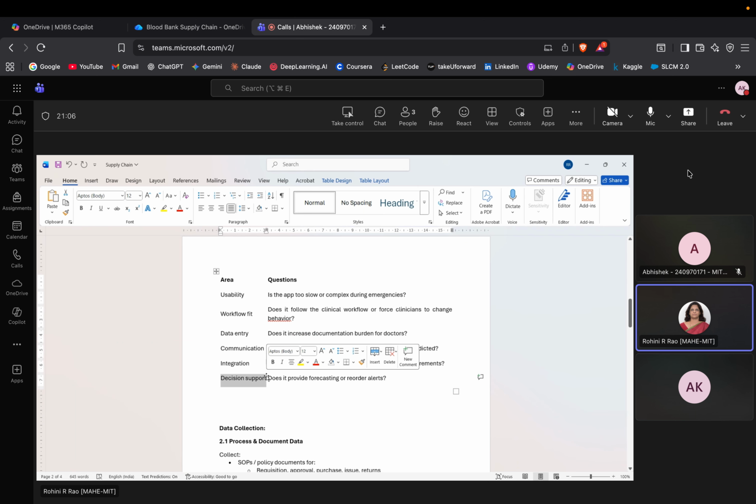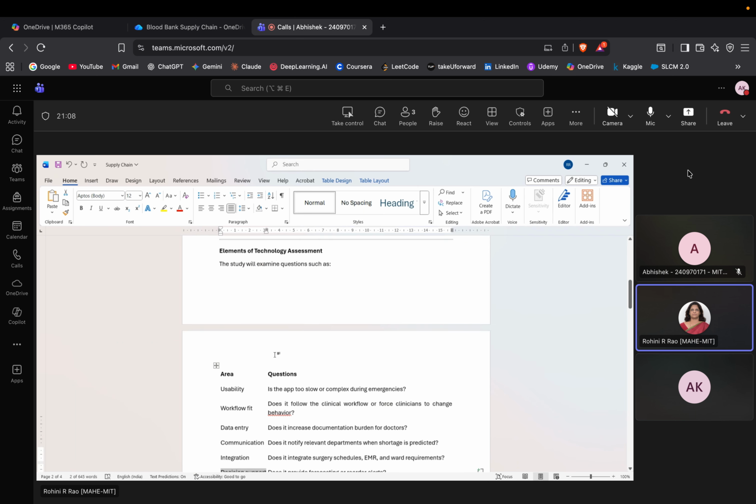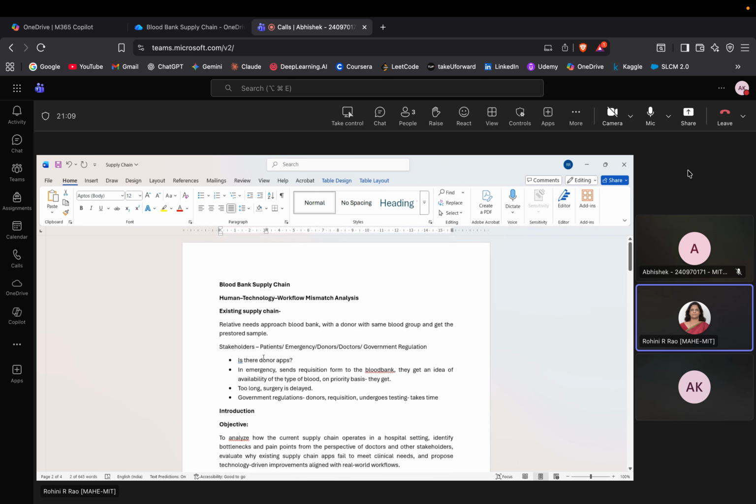So the first thing you do is learn about this, the human-technology workflow mismatch analysis. And you also work on the stakeholders aspect: in the case of patients, what is happening, and in the case of the donors, what is happening.